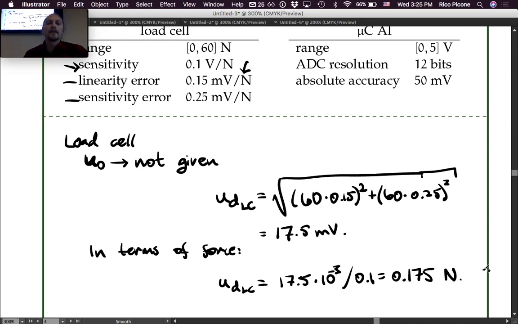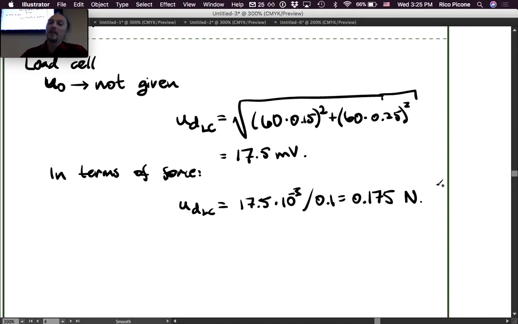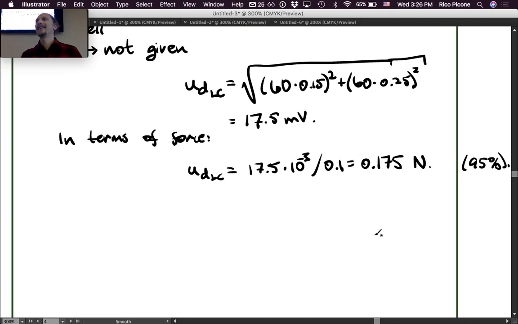What confidence do we have in this? 95%, because it wasn't stated in the spec sheet what these values were associated with in terms of probability. So we assume that it's a 2 standard deviation normal distribution and that there's a 95% probability it'll be in that range, plus or minus this. Okay.